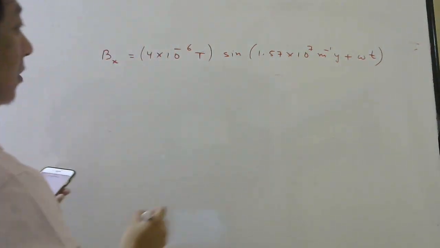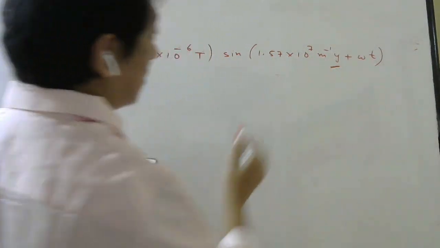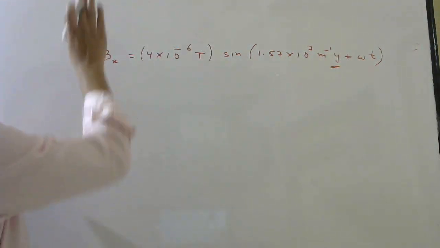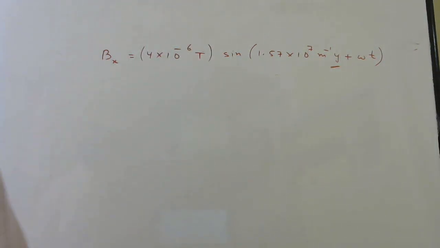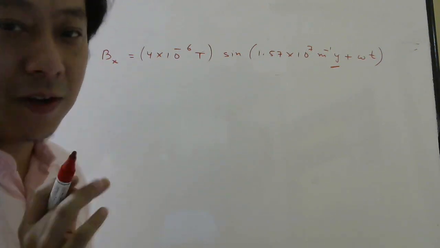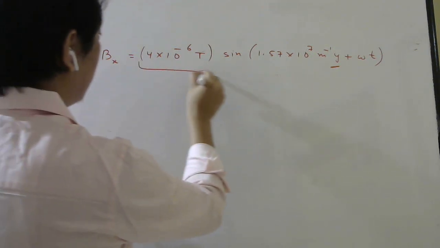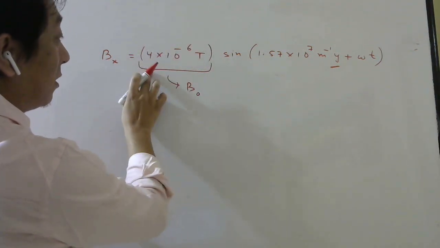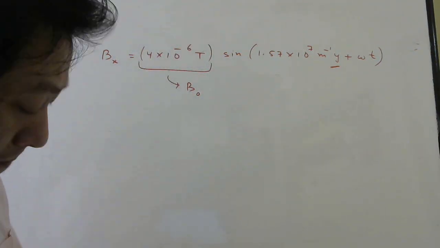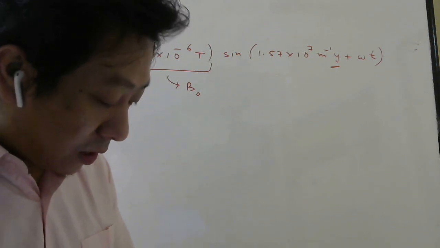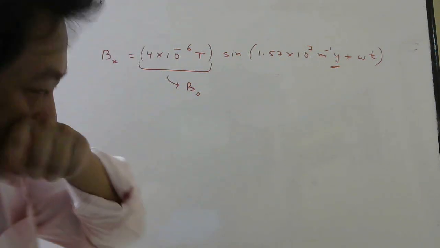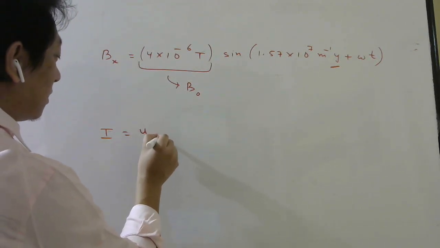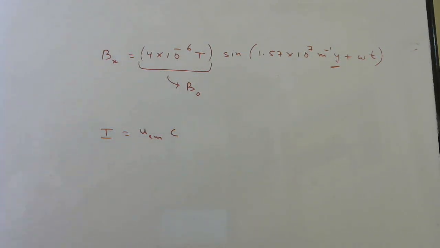It's very clear the wave is traveling along the y-axis because it is given here as y, and the magnetic field is along the x-axis. So the electric field will be along the z-axis, that we know. But we are interested in only this, the maximum value, the peak value. They are asking for the intensity of light. Simple. Intensity is energy density into C for EM waves.